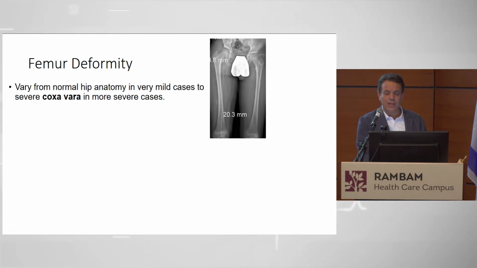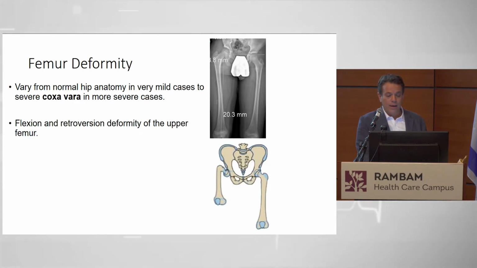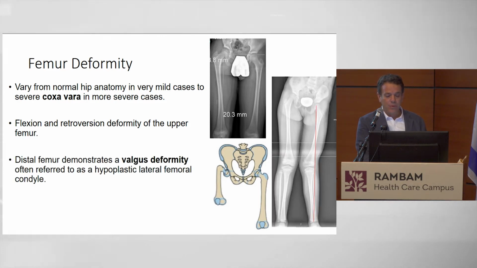Regarding the femur deformity, I will not elaborate on it too much. I think Christoph and Scott will do that in later talks. But it varies from normal hip anatomy in very mild cases to severe coxa vara in more severe cases. The proximal femur presents flexion and retroversion, usually of the upper femur. And the distal femur demonstrates a valgus deformity, often referred to as hypoplastic lateral femoral condyle.